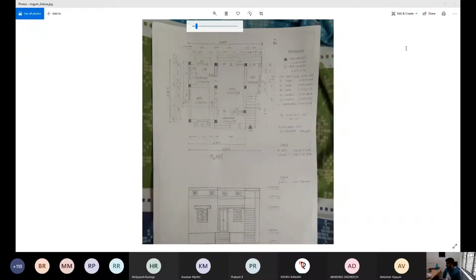Anybody other than Abhishek, anybody? 118 people are present. Only one student has shown that diagram. What about the remaining people? Aravindan is there. Aravindan T. Aravindan is there.